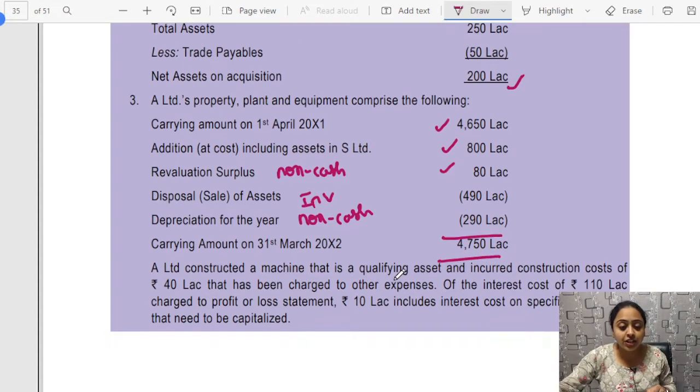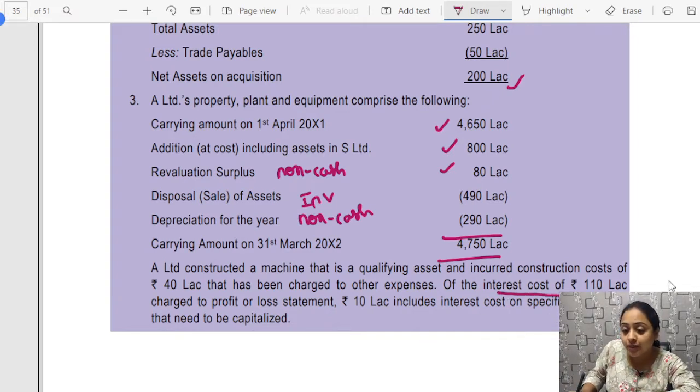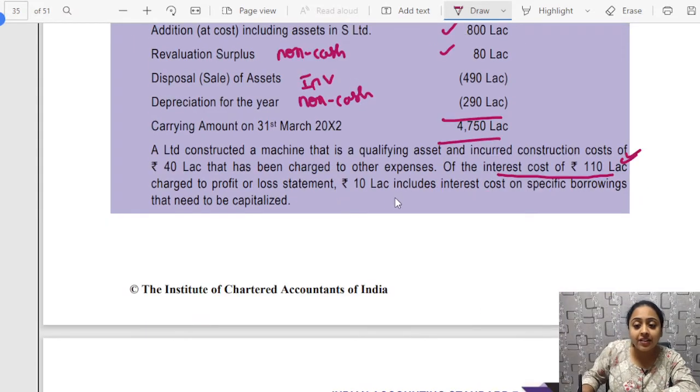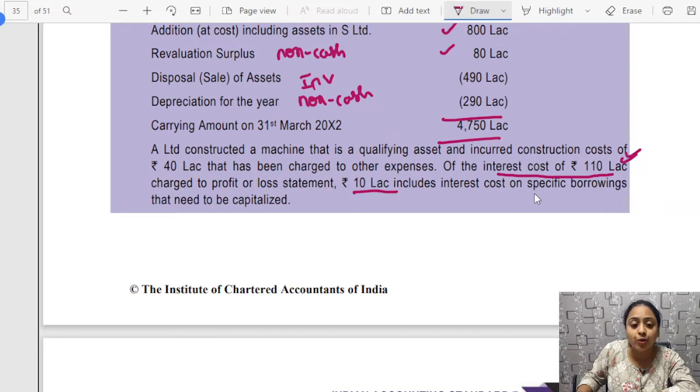A Limited constructed a machine that is a qualifying asset and incurred construction cost of rupees 40 lakh that has been charged to other expenses. The interest cost of rupees 110 lakh was charged to P&L. 10 lakh includes interest cost on specific borrowings. Okay, there has been interest cost of 110. This interest cost is what? Financing. And this 10 lakh interest cost is on specific borrowing. If there is specific borrowing which needs to be capitalized, what you need to do? This will be transferred to such specific asset.